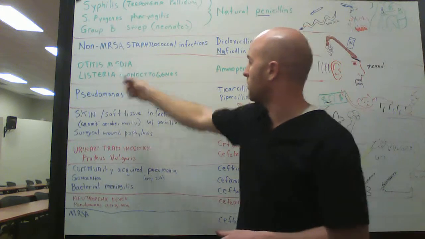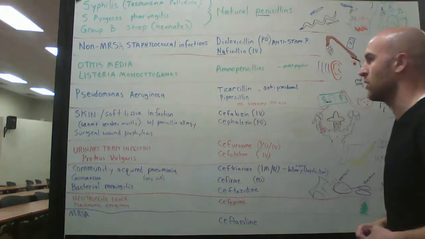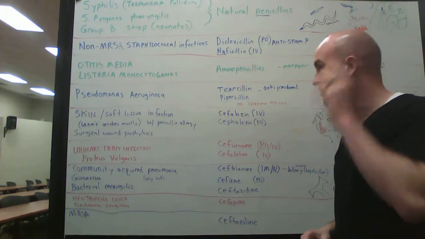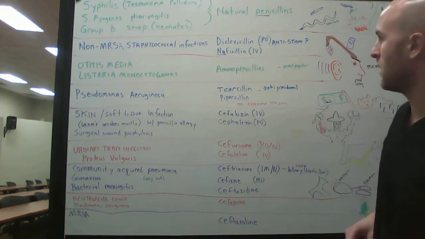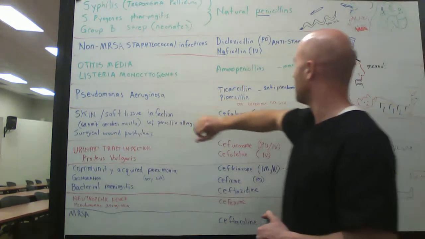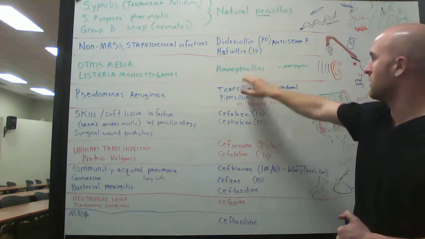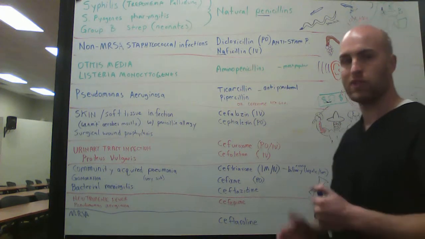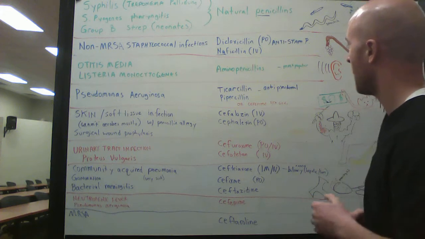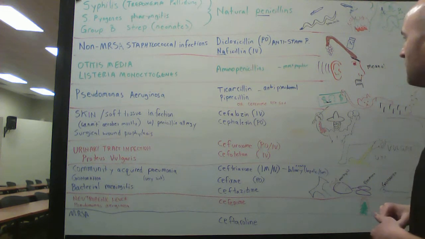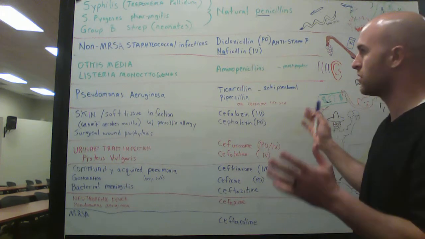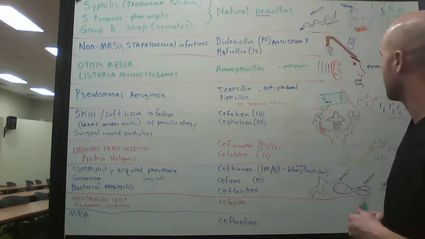Okay, so now going down to otitis media. A patient comes in with an ear infection, or they have Listeria monocytogenes. In the case of this, you're going to use the aminopenicillins. Remember, the aminopenicillins are the ones that start with A: amoxicillin and also ampicillin. And these are the most popularly used antibiotics according to the lecture.